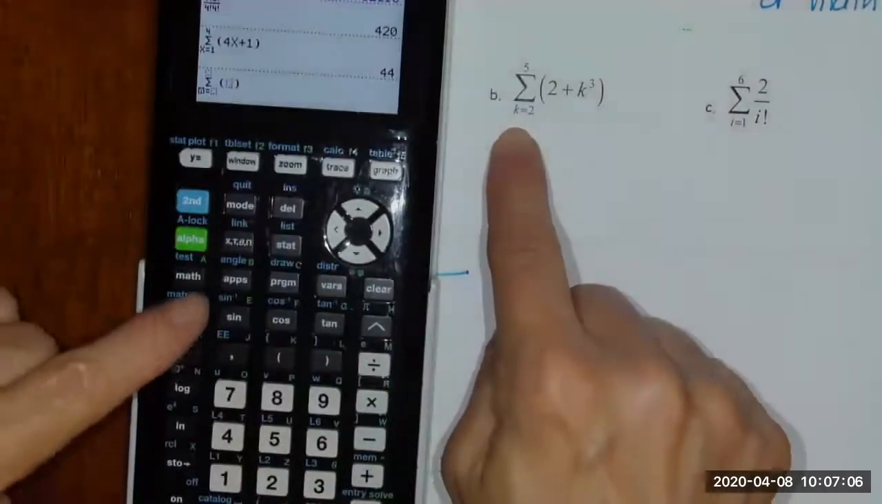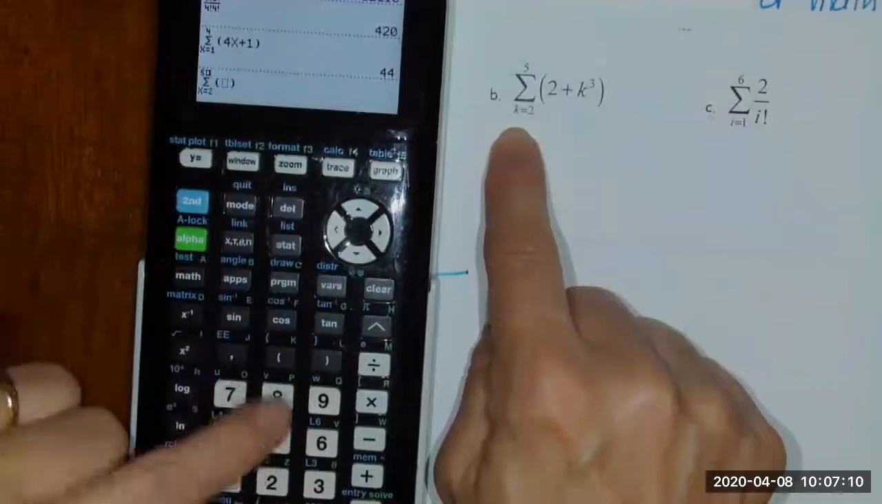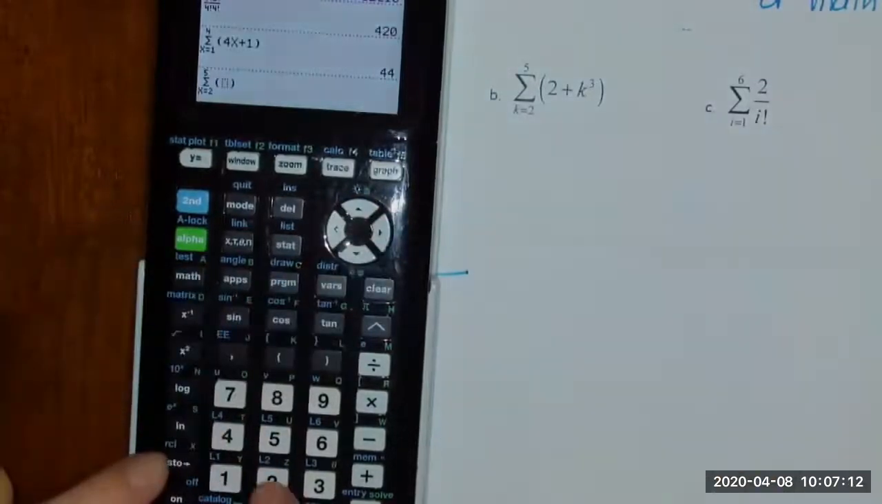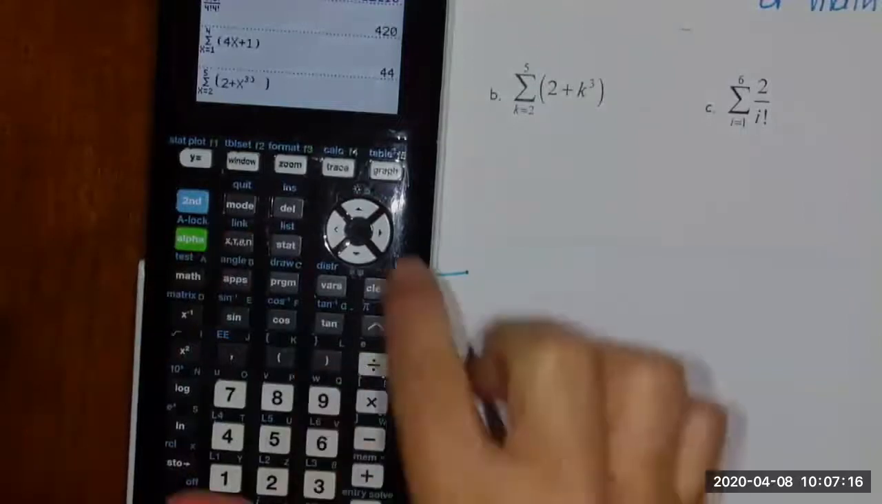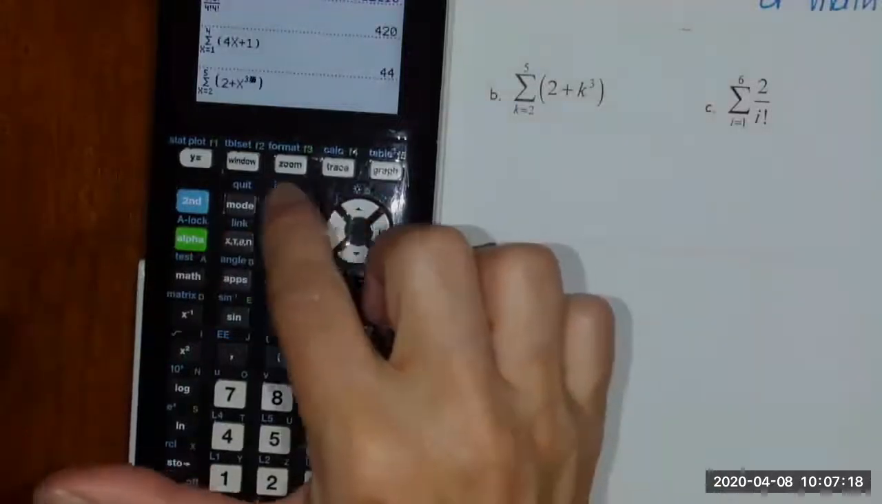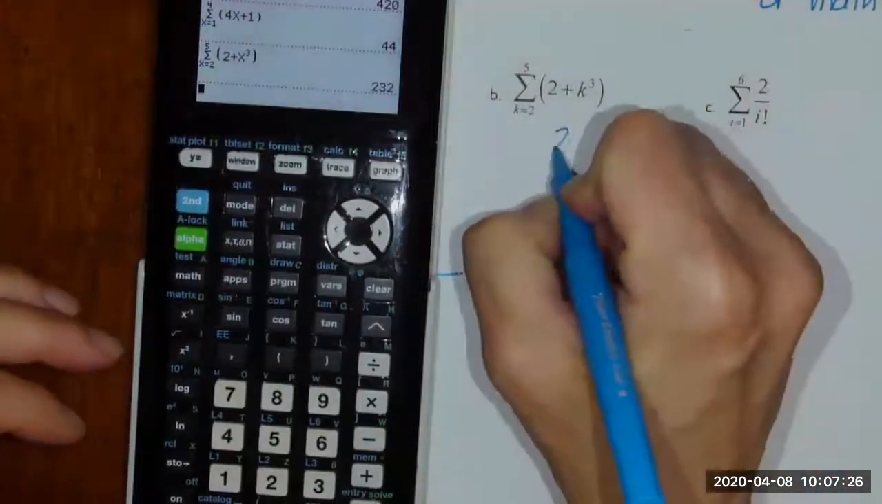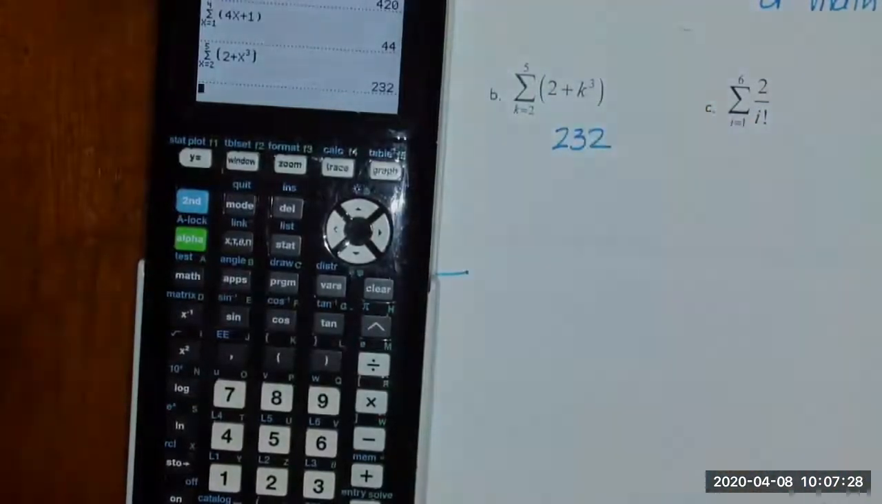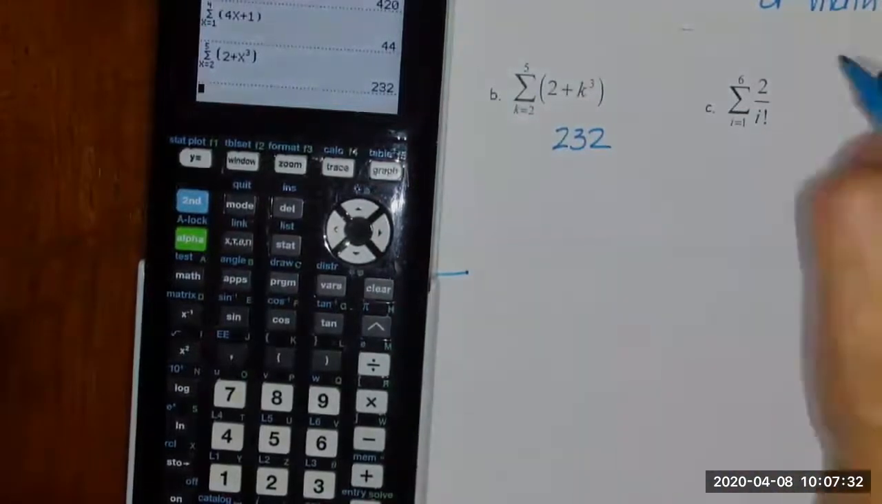They put a K, but you're going to just stick an X, and you go 2, 5, and scooch over, 2 plus x cubed. I close my parentheses. I don't need that there. There we go. You just type in what you see and hit enter. And that one is 232. So hit the pause button for a second and you type that one in and make sure you're okay.